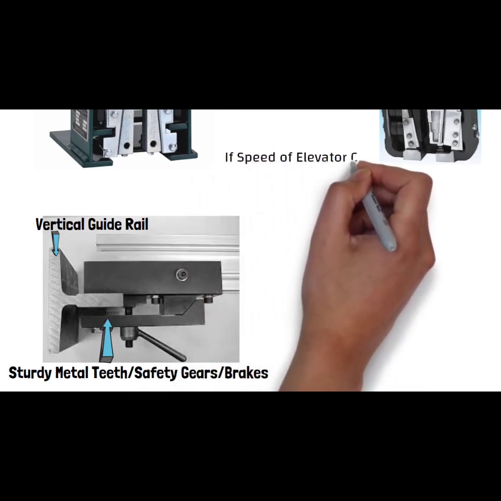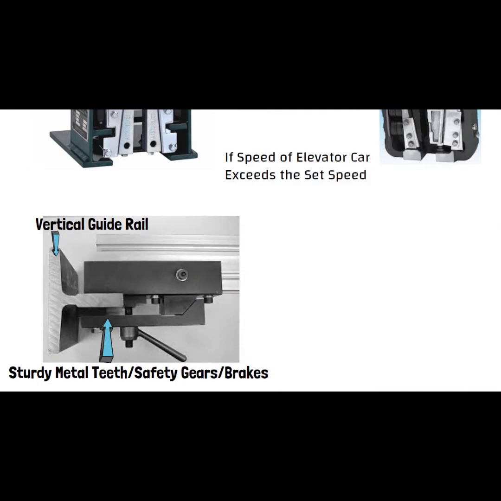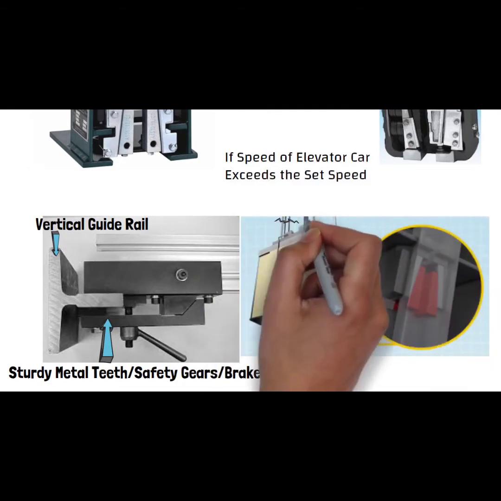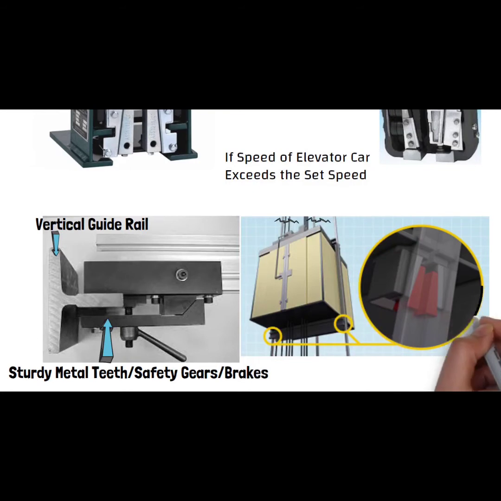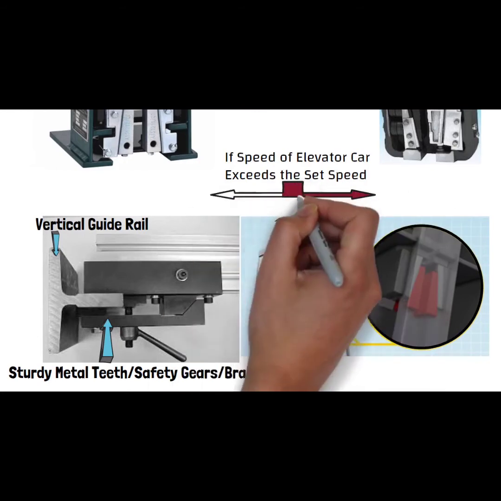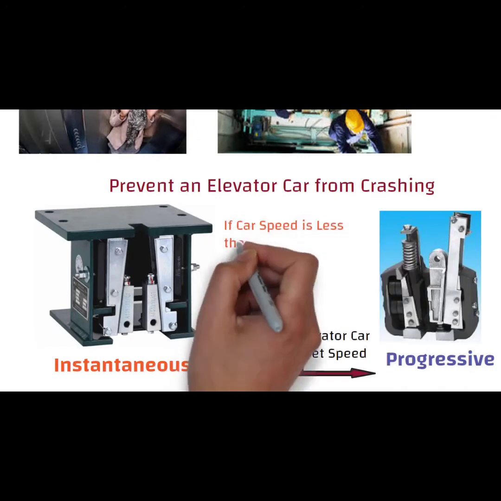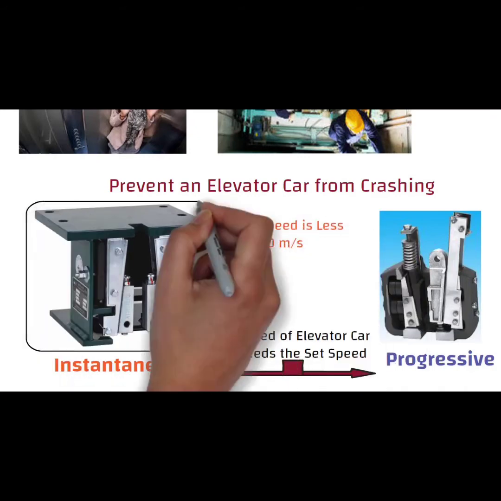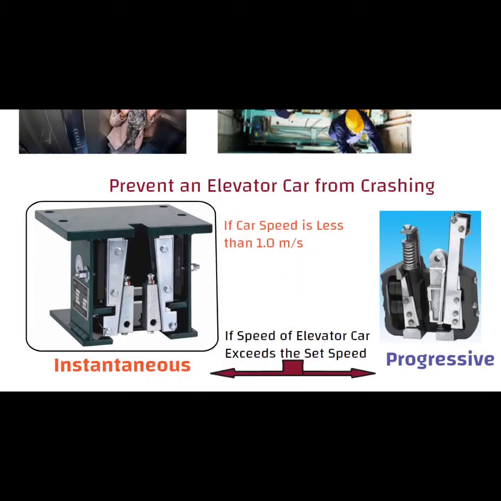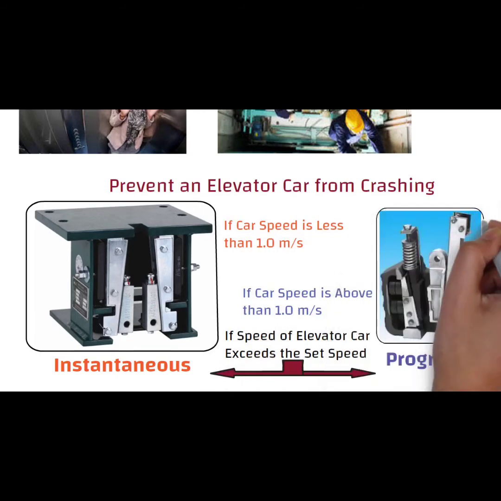If the running speed of the elevator car exceeds the set speed, or if the elevator suspension rope breaks down, the elevator safety gear stops the elevator car and holds it at the elevator guide rail. Usually these brakes are installed on the elevator car or counterweight frame. Lift safety gears are of two types: instantaneous and progressive. If the car speed is less than 1 meter per second, then instantaneous type safety gears are used. And if the car speed is above 1 meter per second, then progressive safety gears are used.